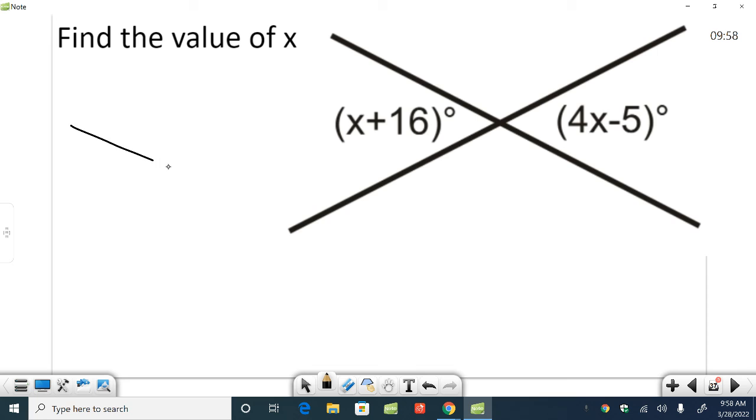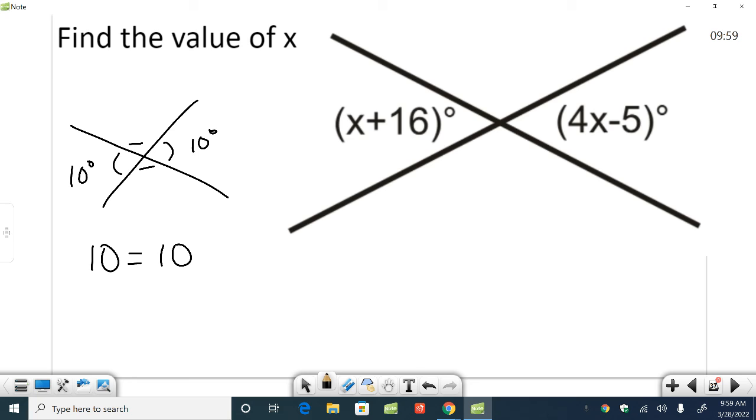A while ago when I gave you an angle like this, I said these two angles are the same. So if this was 10 degrees, how much is this? And I made you write an equal sign in between, right? So that's a true statement, right? So let's use the same strategy for that. x plus 16 equals 4x minus 5.